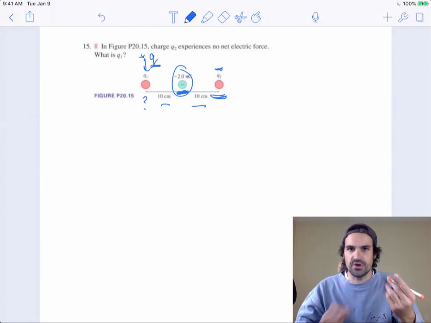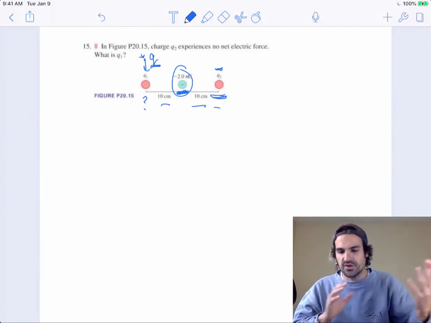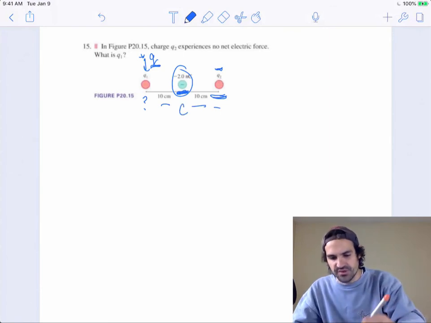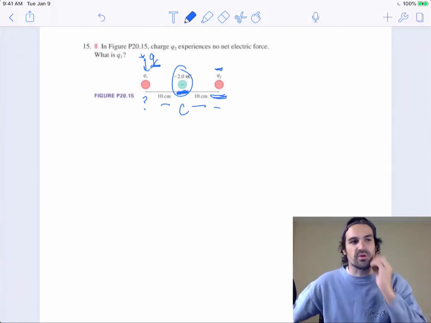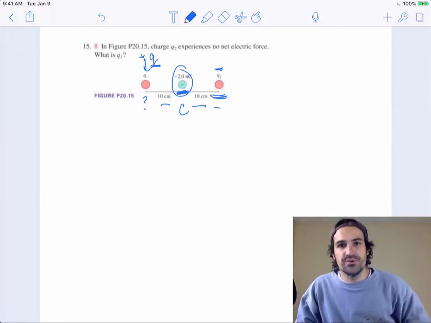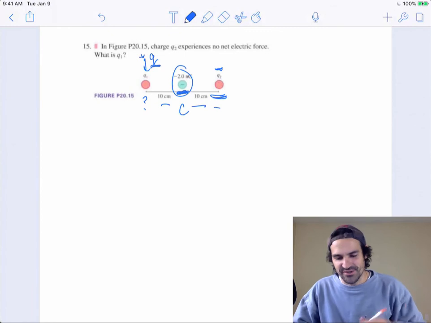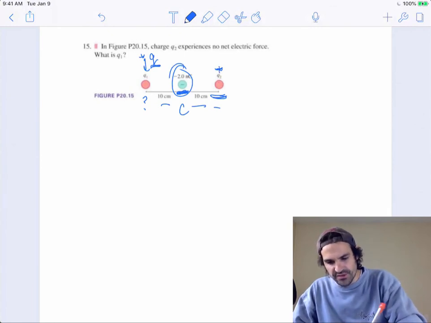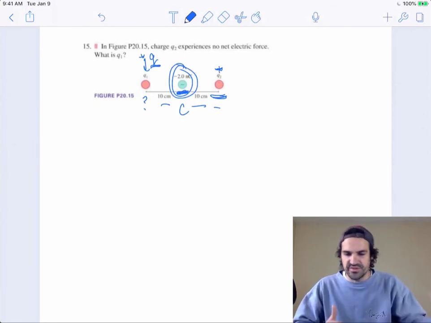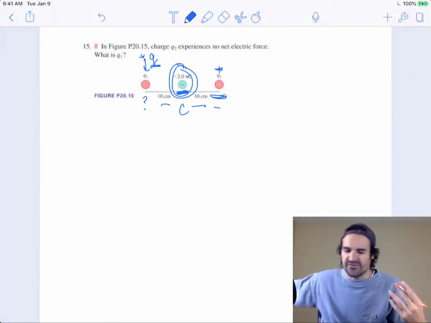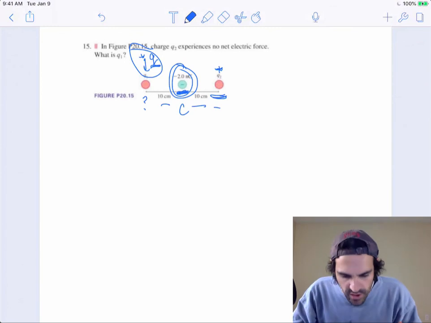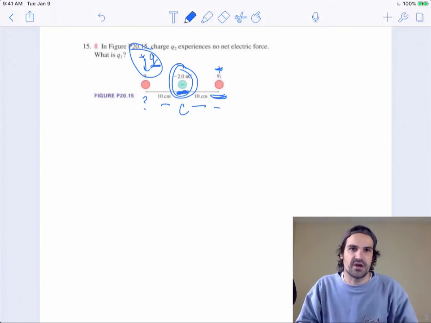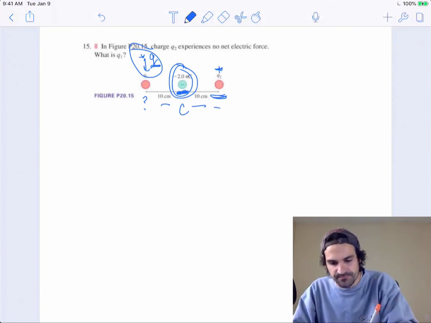So if charge 2 is negative, charge 1, or let's call this charge C, charge C is going to repel it, so charge 1 is going to have to pull it back. If charge 2 is positive, then charge C is going to be pulling it, which means charge 1 is going to have to be repelling it. So we already know that charge 1 has to be positive to compensate. Okay, well that's super simple. We also know that the radius doubled.